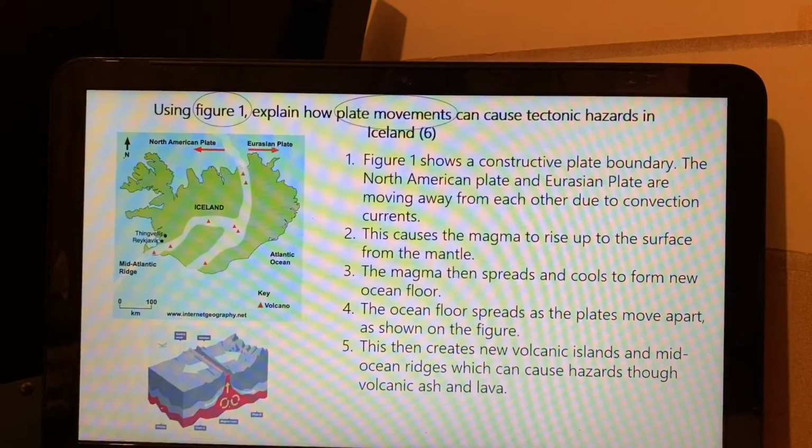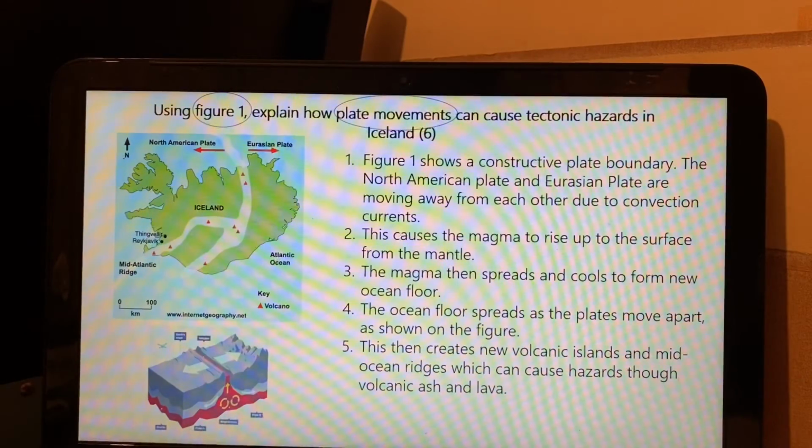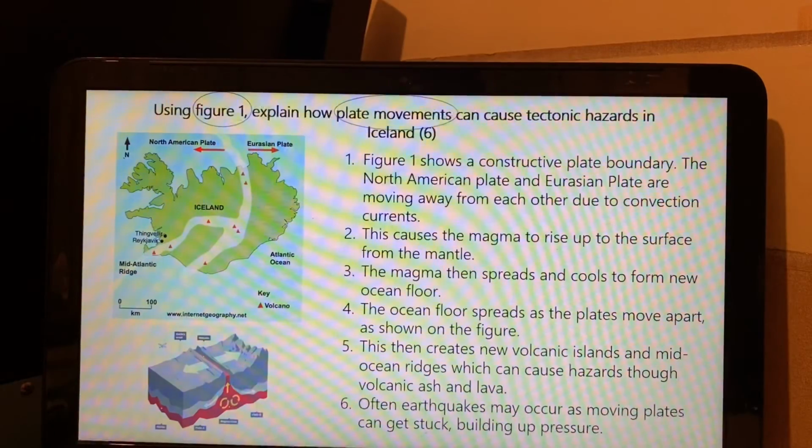And my step 6 would be something that you probably didn't think of, because it's pretty much done. I've pretty much answered the whole question very quickly. You do have to show awareness that actually earthquakes may occur as the plates can get stuck, building up pressure. So guys, that's your model answer for a constructive plate boundary. Please copy these or whatever you want to do, but this is a good way to understand it.